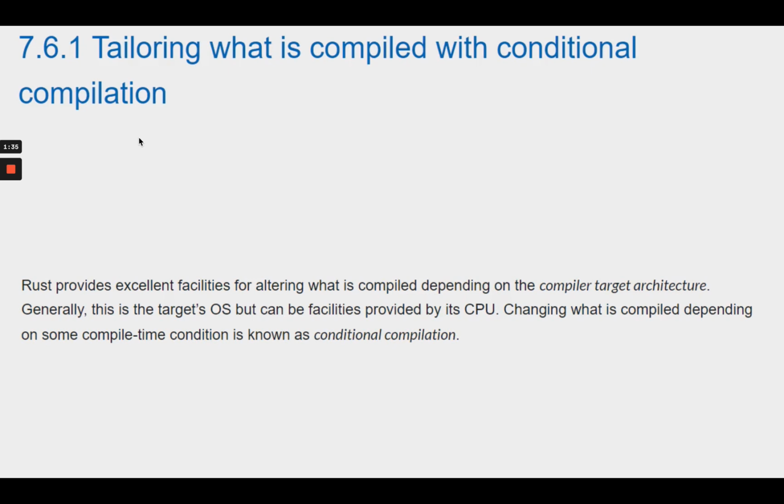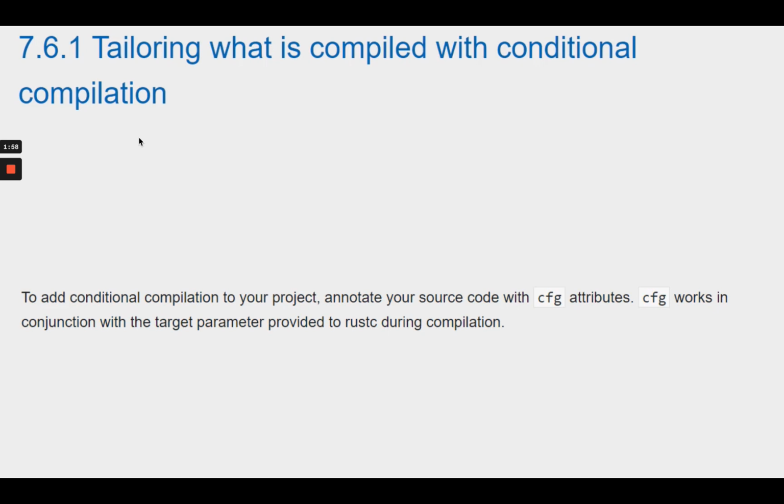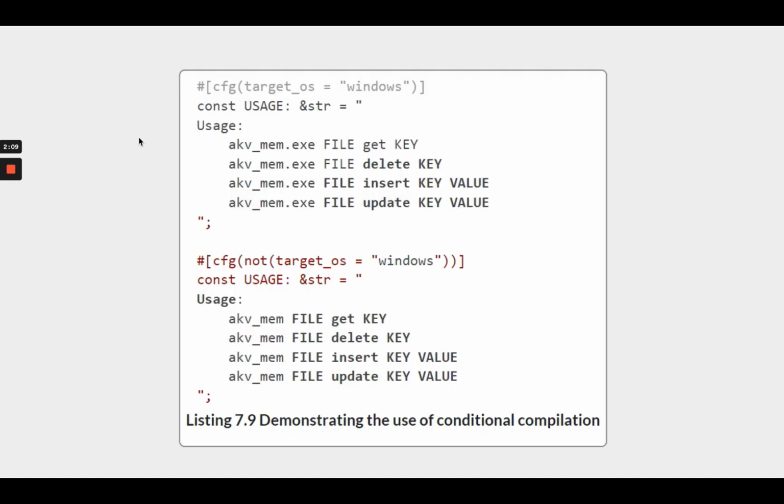Section 7.6.1. Tailoring what is compiled with conditional compilation. Rust provides excellent facilities for altering what is compiled depending on the compiler target architecture. Generally, this is the target's OS, but can be facilities provided by its CPU. Changing what is compiled depending on some compile-time condition is known as conditional compilation. To add conditional compilation to your project, annotate your source code with cfg attributes. cfg works in conjunction with the target parameter provided to rustc during compilation.